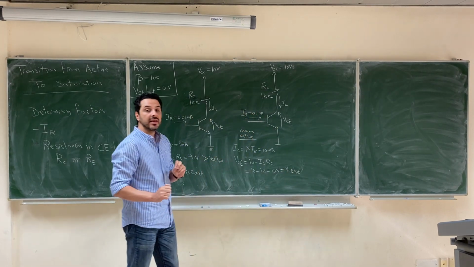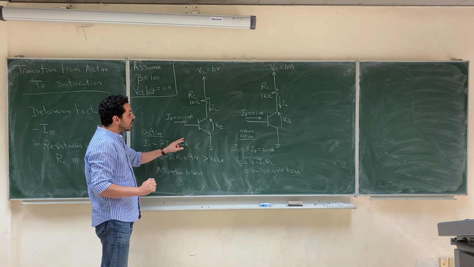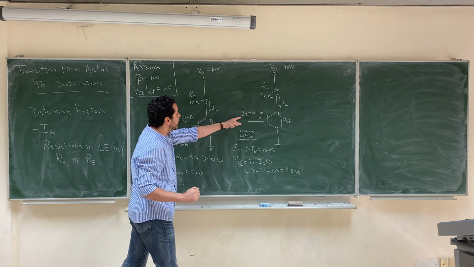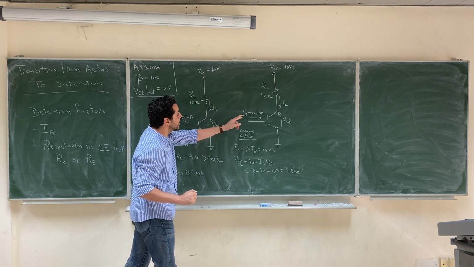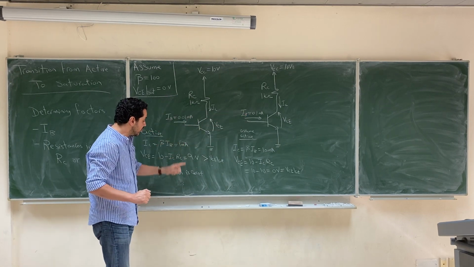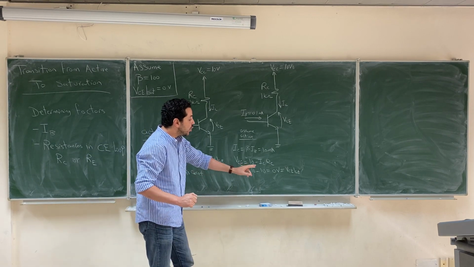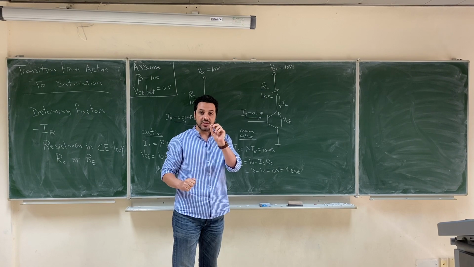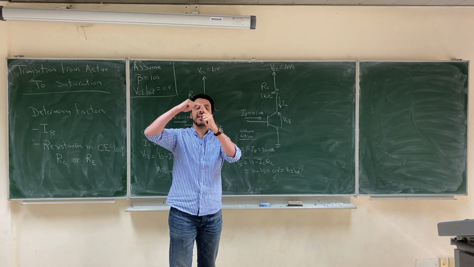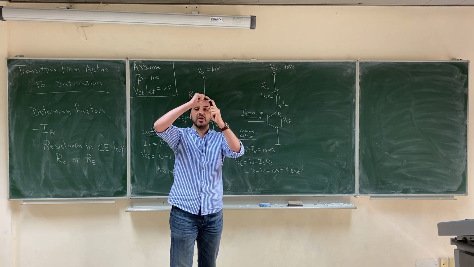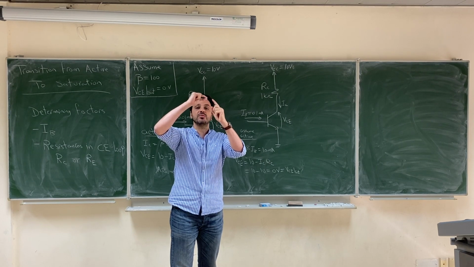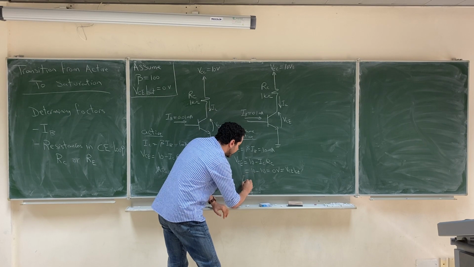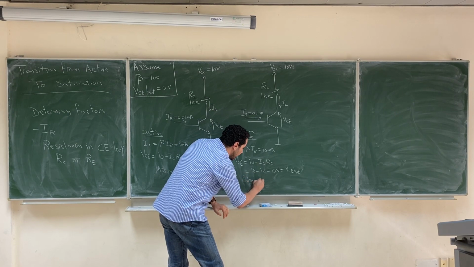So here we notice that when we increased the base current from 0.01 milliampere to 0.1 milliampere, the transistor moved from being active to a point that we call edge of saturation. Edge of saturation means it's the point exactly at the edge between active and saturation. So we say that the transistor now is at the edge of saturation.